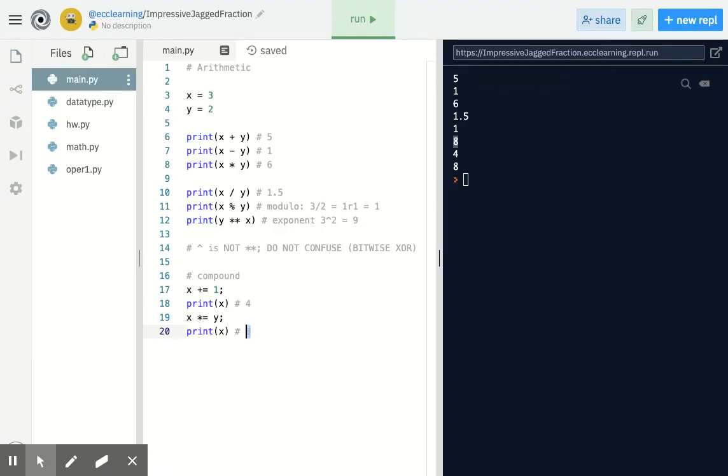Today we're going to be talking about arithmetic and compound operators. Arithmetic operators are a way to make Python do calculations. As shown here in Replit, we have a number of print statements that include these operators.